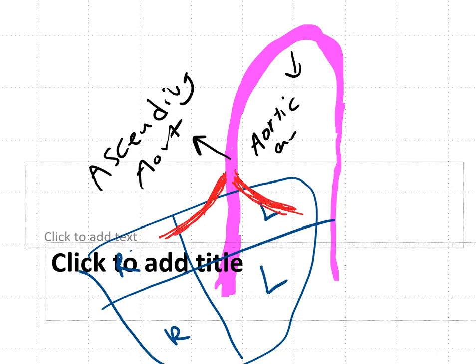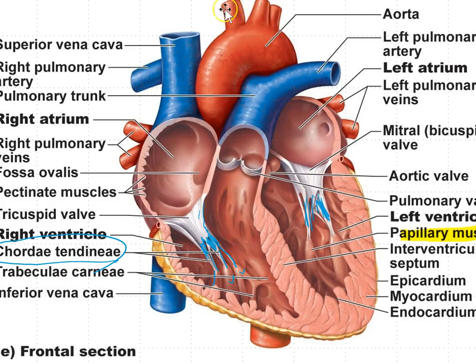And then from the aortic arch, we have three branches of artery. The right one, we call the brachiocephalic trunk. The middle one, we call the left common carotid. And this one, we call the left subclavian artery. So let's look here. Here you have the brachiocephalic, left common carotid, and left subclavian.